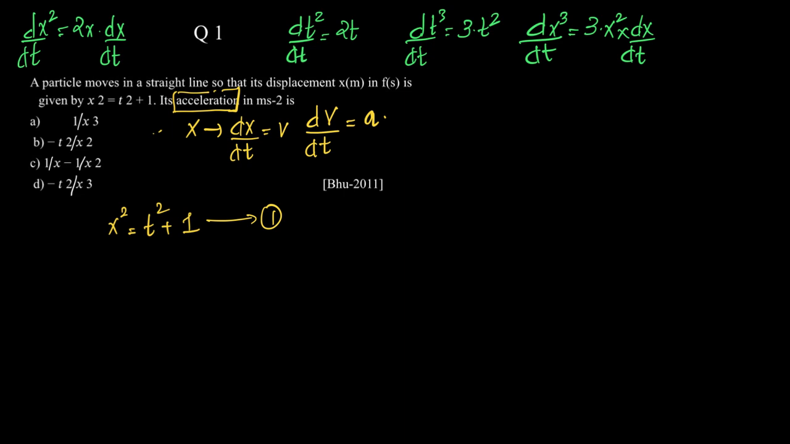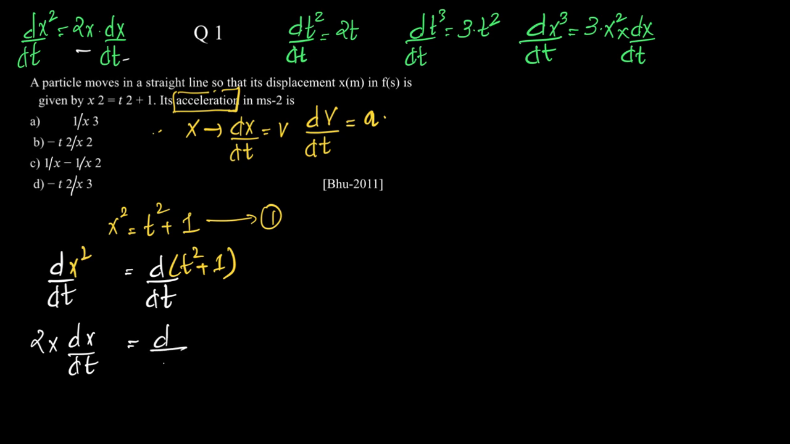All right. So we'll differentiate this equation. When we differentiate, we get d by dt of x square is equal to d by dt of t square plus 1. Now have a look here. It is not d by dx of x square. It is d by dt of x square. In which case, what is d by dt of x square? Is it 2x? No, it is 2x into dx by dt, which is further equal to d by dt of t square plus d by dt of 1.